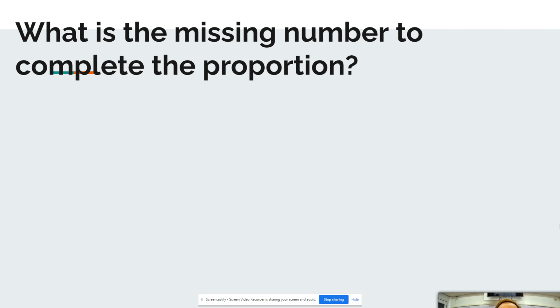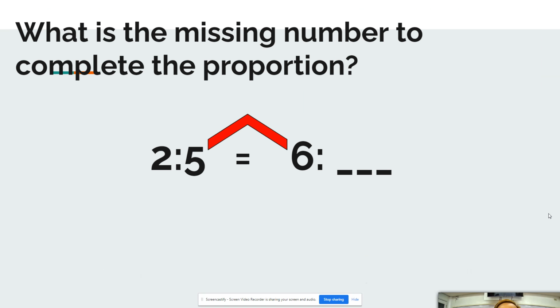What is the missing number to complete the proportion that we have here? 2:5 is equals to 6 is to blank. To figure out what number is missing, we can do this technique. So we will multiply 5 to 6.